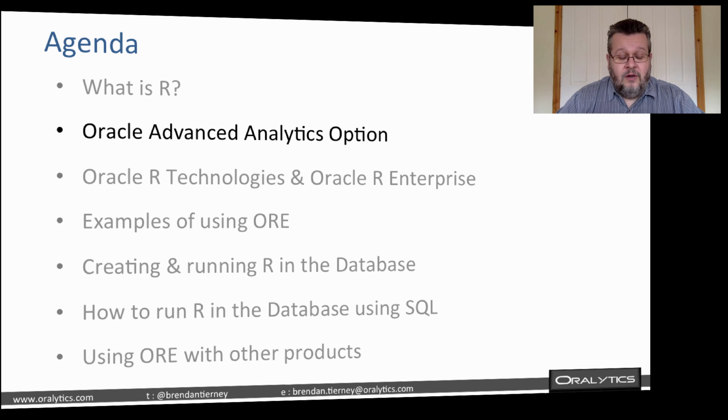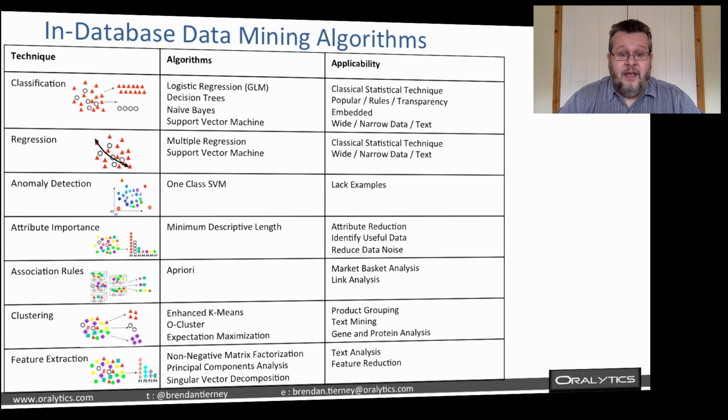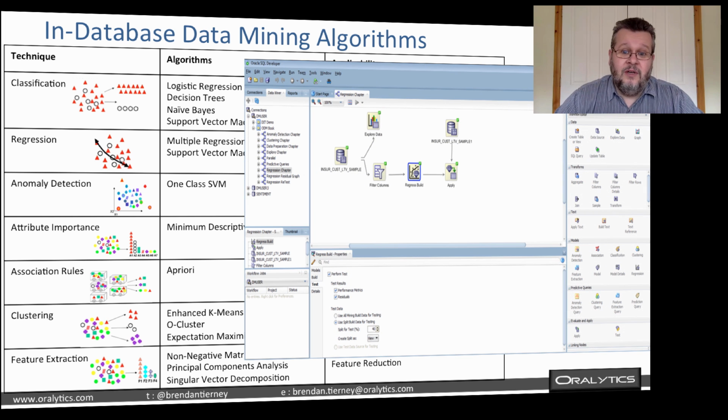So Oracle R Enterprise comes as part of the Advanced Analytics option. The Advanced Analytics option, traditionally up to a couple of years ago, before we had Oracle R Enterprise, consisted of the Oracle Data Mining option within the database. So within the 12c database, we have over 15 different algorithms that can cover probably 90-95% of all the advanced analytics that you want to be doing. And there are a few ways we can access that.